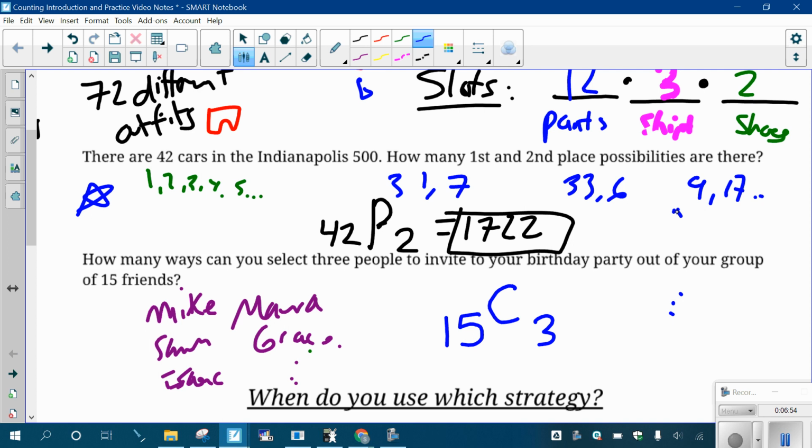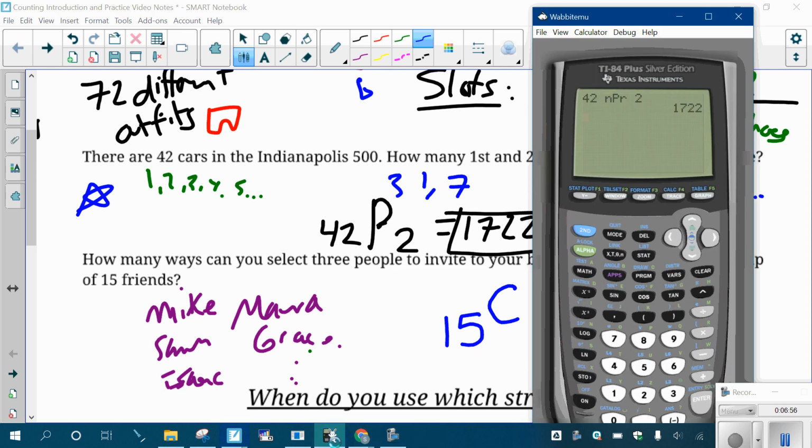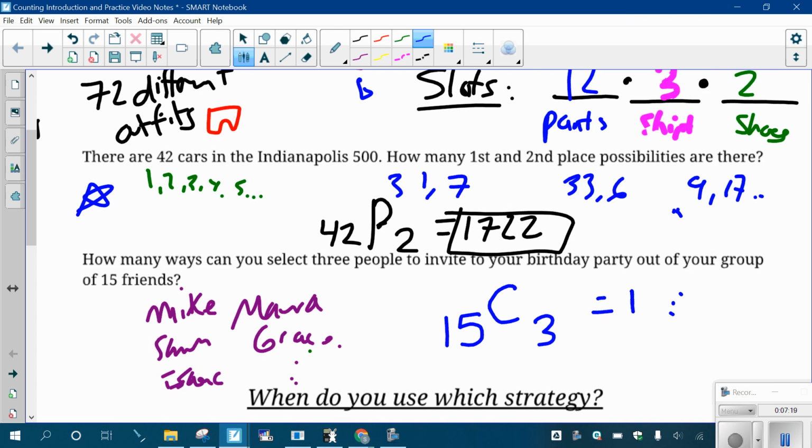Okay? But when you type this in your calculator, it's a very similar process. You do 15 total people, go to math, go over to probability. This time, not NPR, NCR. Click enter. Out of those 15 people, you're choosing 2 of them. And here there's 105 different possibilities. Okay, 105 different groups of 3 people you could choose out of your 15 friends.